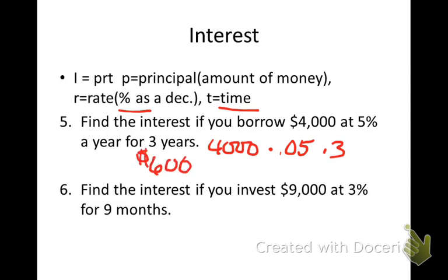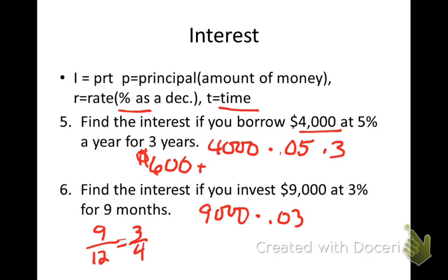So when you pay the money back, you end up paying them $4,000 plus this extra $600 for letting them use your money. If we're going to invest $9,000 at 3%, as a decimal, that would be 0.03. Now we have 9 months. Well, what part of a year is 9 months? You think there are 12 months in a year. That reduces to 3/4, so I hope you know that as a decimal is 0.75. Multiply that together, you're going to get $202.50. So you would have earned that money just for putting it in the bank for 9 months if you were getting that interest rate.